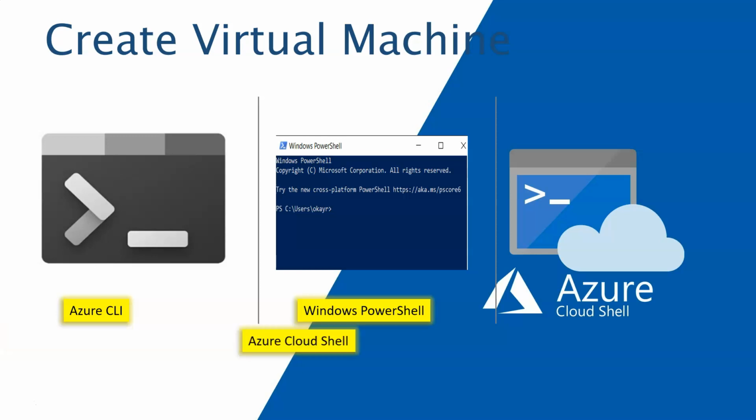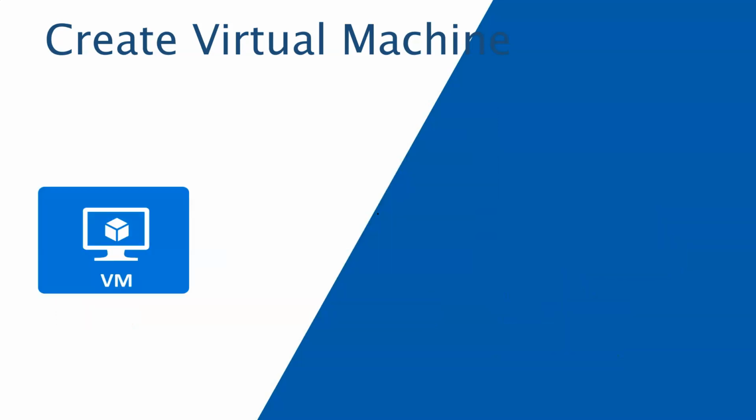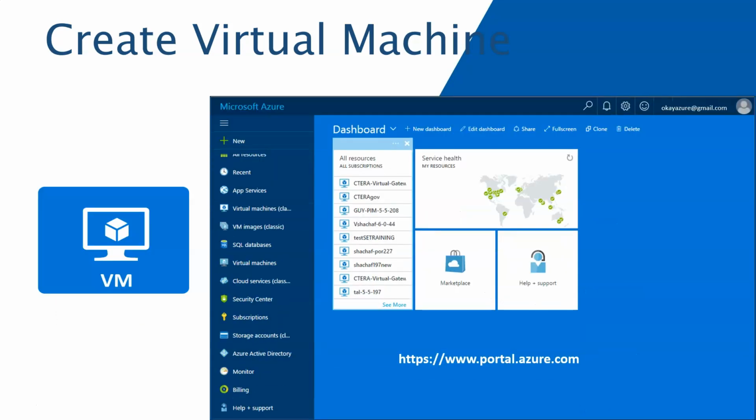The next approach is you can make use of Azure Cloud Shell. Cloud Shell is again a command-based tool or utility where you need to type all the commands required to create the VM. Now, apart from all these approaches, there is one more way to create a virtual machine in Azure Cloud. That is by going through the portal provided by Azure.